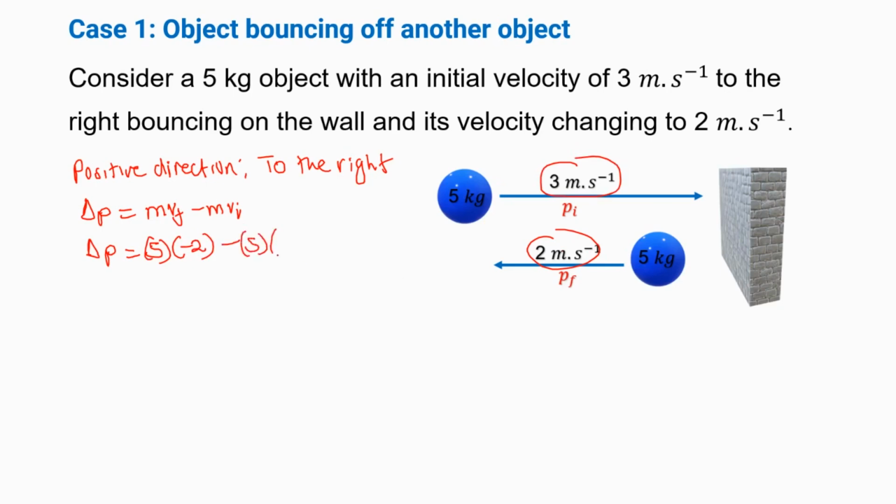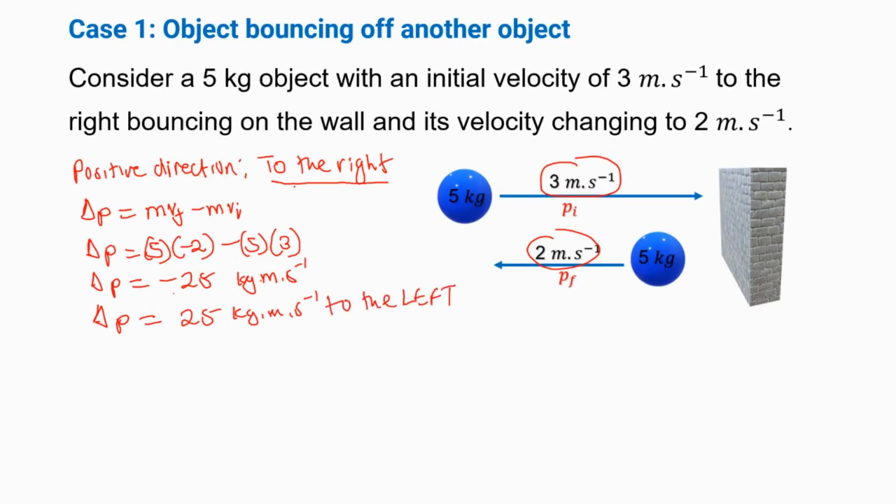Still have 5 there, and then times 3 like that. Then what do you get? Change in momentum. You put this in the calculator. What do we get? We get -10 minus 15, which is -25 kilograms meters per second. So what does that mean? If the momentum is negative, it means it's actually in the opposite direction to our positive direction. So it means our change in momentum is 25 kilograms meters per second to the left.